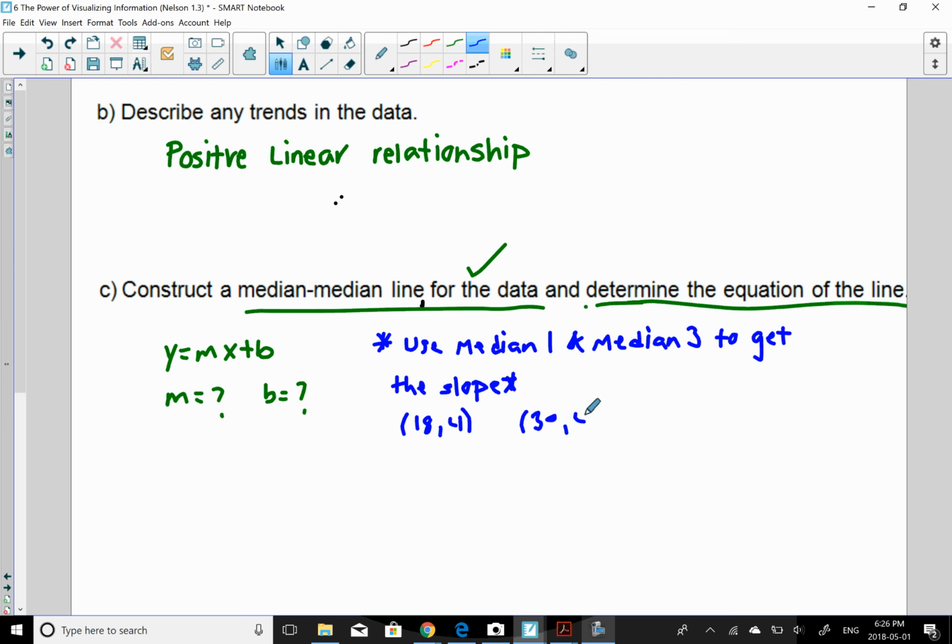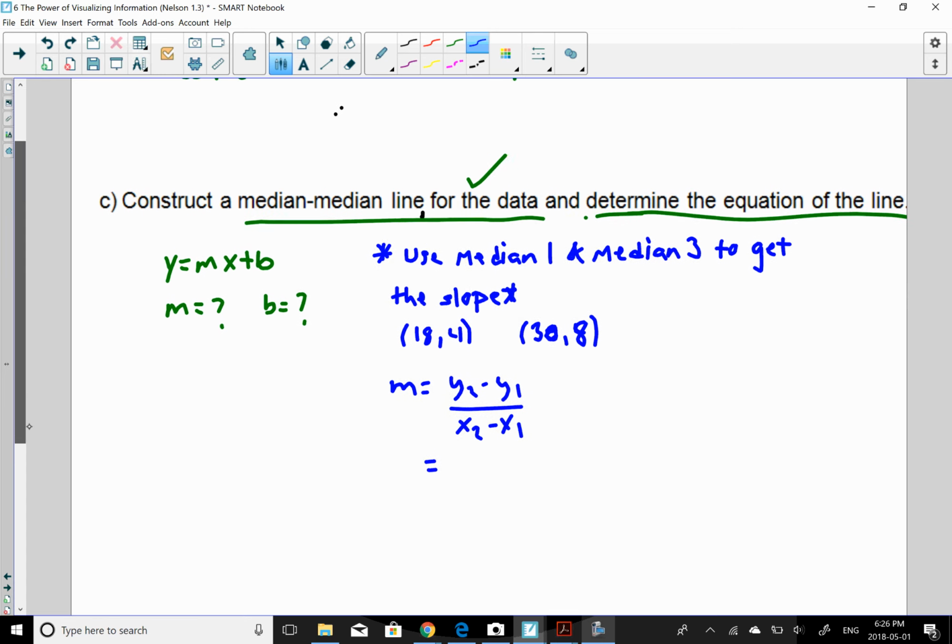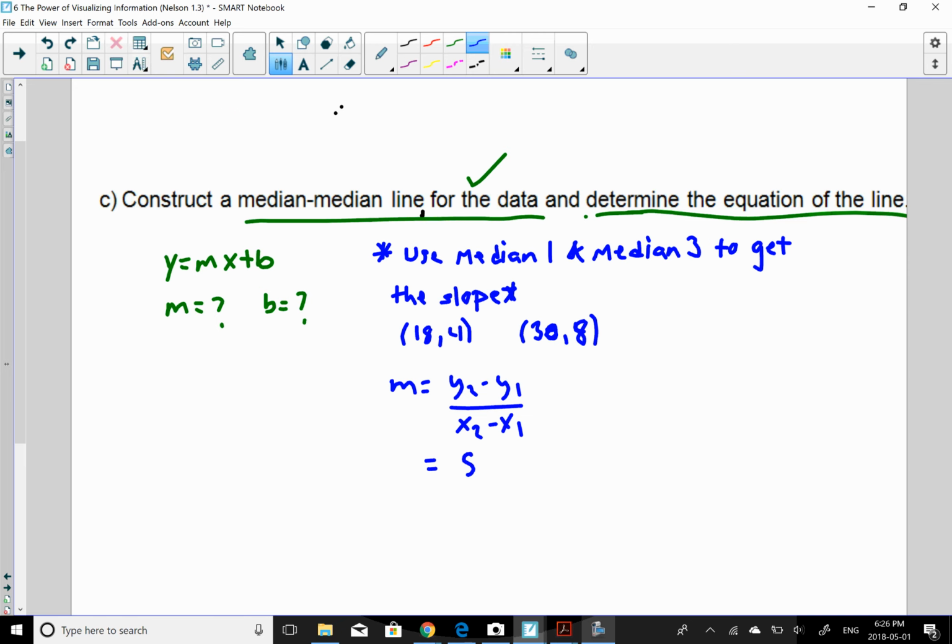And recall slope is y2 minus y1 over x2 minus x1. So that is 8 minus 4 and 30 minus 18. So that's 4 over 12, which is 1/3. Everybody should have the same slope.